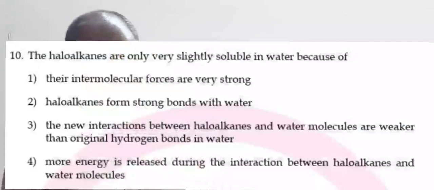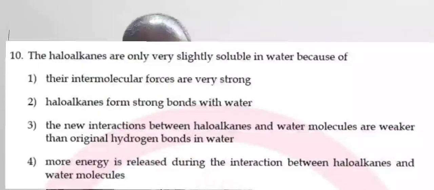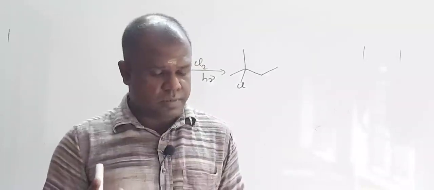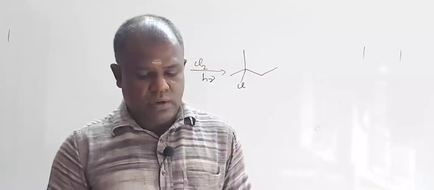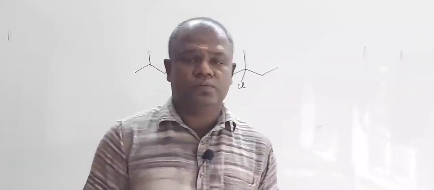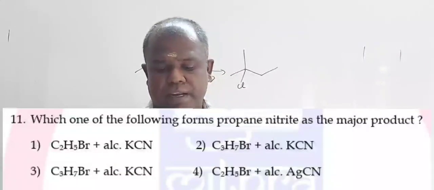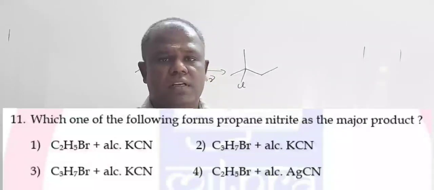Question number 10. Haloalkanes are only very slightly soluble in water. The main reason is that they are unable to form hydrogen bonds with water. First option, their intermolecular force is very strong. Second, haloalkanes form stronger bonds with water. It is not forming. Next, the new interaction between haloalkane and water molecules is weaker than the original hydrogen bonds in water. That is the right option. And more energy is released during the interaction? No, if more energy is released, it can break. So the third option is the right option. Question number 11. Which one of the following forms propane nitrile as a major product? Propane nitrile means CH3CH2Cl.